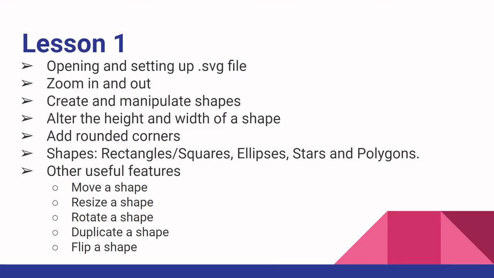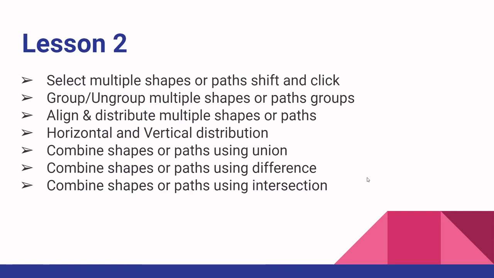As you can see, across the lessons within the Teach Computing curriculum, these are the areas that are covered in each lesson. Lesson 1 looks at opening and setting up, zooming in and out, creating and manipulating shapes, altering the height and width of a shape, adding rounded corners, looking at the different shapes that are available, and also how to change a shape by moving it, resizing it, rotating it, duplicating it and flipping it. Within lesson 2, they look at selecting multiple shapes, grouping, ungrouping, align and distribute, and then combining shapes with union, difference and intersection.